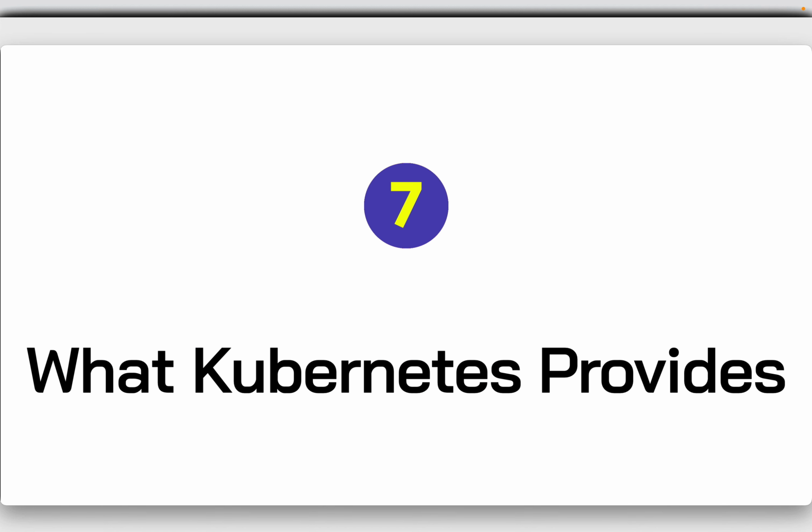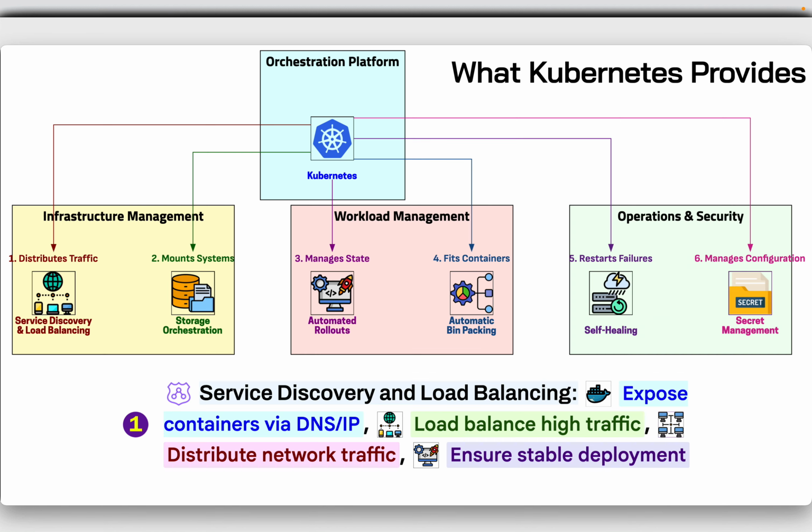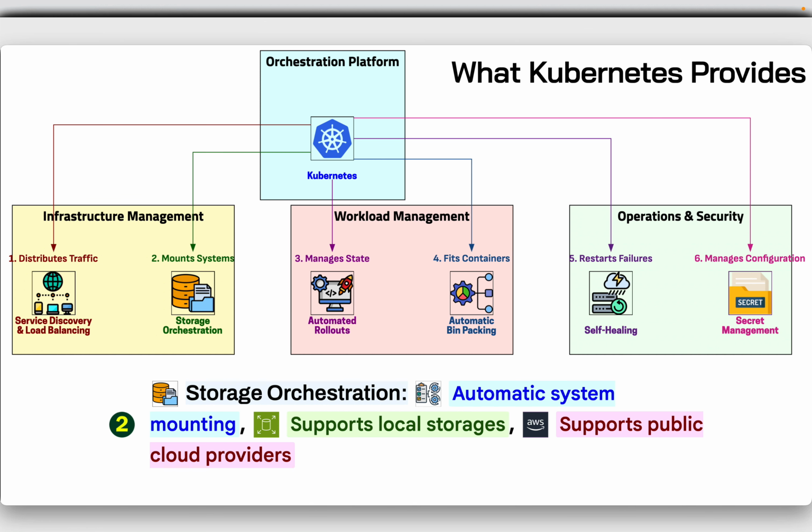Seventh topic is what Kubernetes provides. So, Kubernetes can expose a container using a DNS name or their own IP. If a container receives high traffic, Kubernetes can load balance and distribute the network traffic for a stable deployment. Kubernetes provides automatic mounting of your chosen storage system. It could be a local storage, public cloud providers, etc.